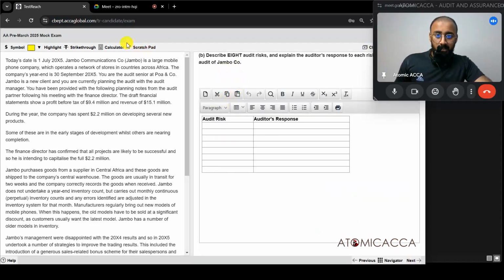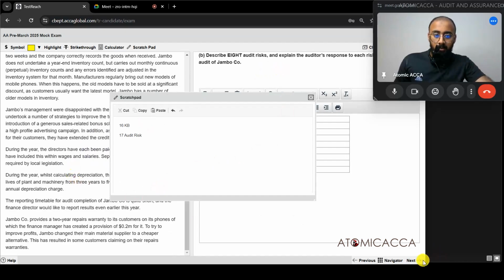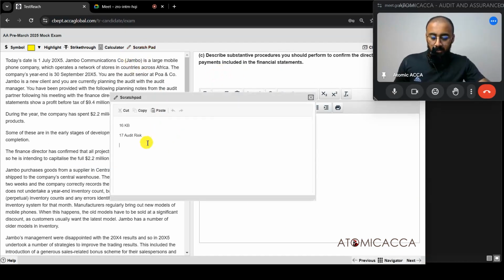Next one is 17. This is an audit risk question, so we're not going to do it now. The 17th one is audit risk. Next one, this is a substantive procedure question. So the 18th one is substantive procedure. We're not going to do it.